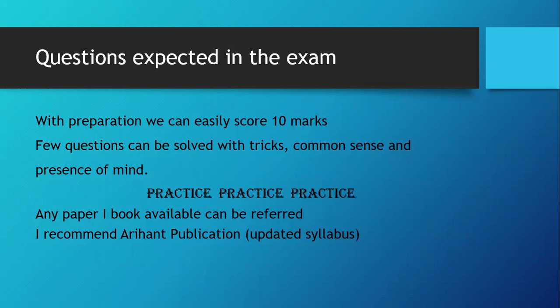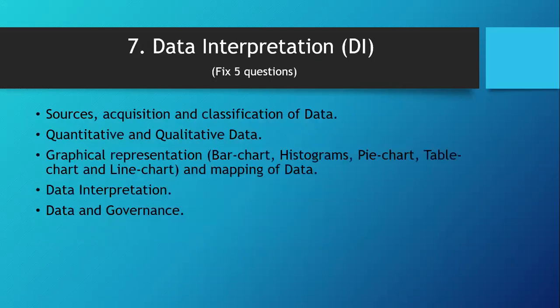We all know this type of question is generally 5 in the examination. As per the note of the UGC, we will be getting 10 marks from each unit. So I am very sure that we are going to get 5 questions related to this unit. With preparation and practice, and more practice for this unit, we can easily get 10 marks. And I always advise that there are certain questions in each and every unit where, with common sense, tricks, and presence of mind, even if we do not know the answer, we can find the correct option. For data interpretation, you can refer to any book or any content which allows you to give more practice. Now, let's understand the syllabus.